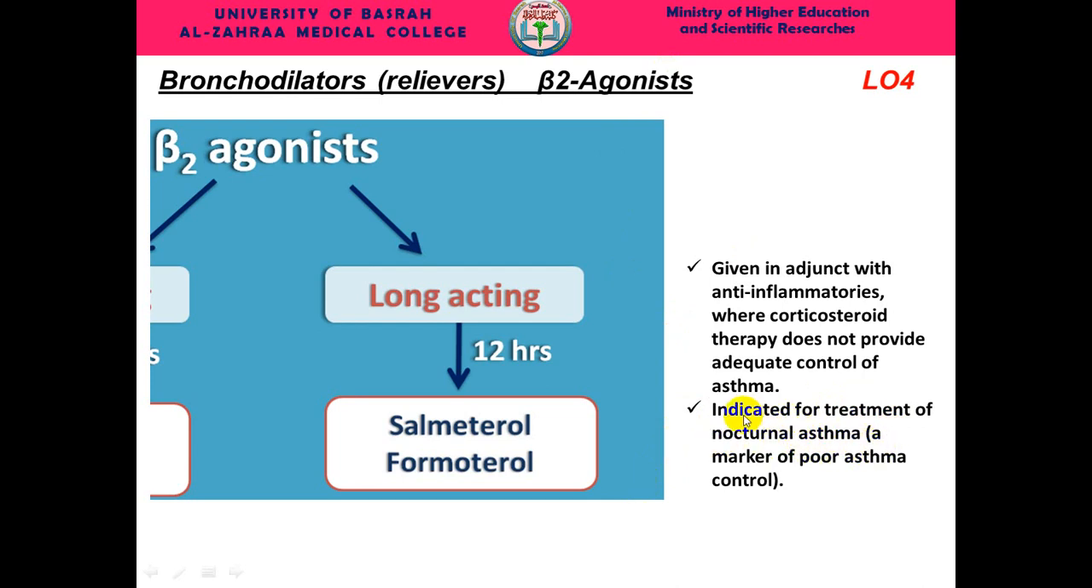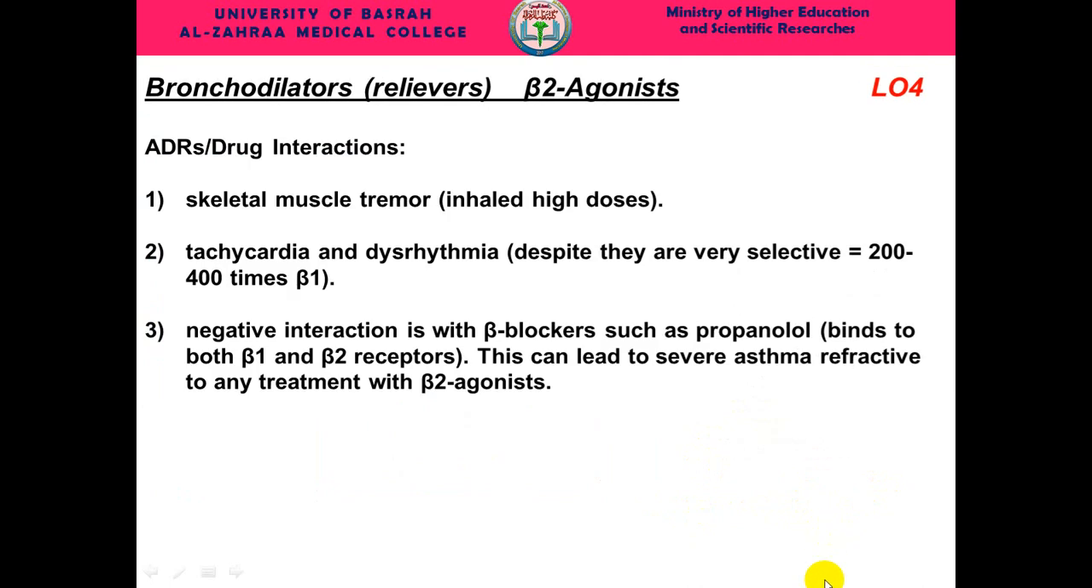And nocturnal asthma means it occurs in the night, and it is a marker of poor asthma control. So we give long-acting beta agonists in order to control nocturnal asthma. And these beta agonists do not come without side effects or adverse drug reactions. And the major adverse drug reactions include skeletal muscle tremor, especially when we use high doses of inhaled beta-2 agonists. So there will be tremor of the skeletal muscles, or when we use it through the oral route.